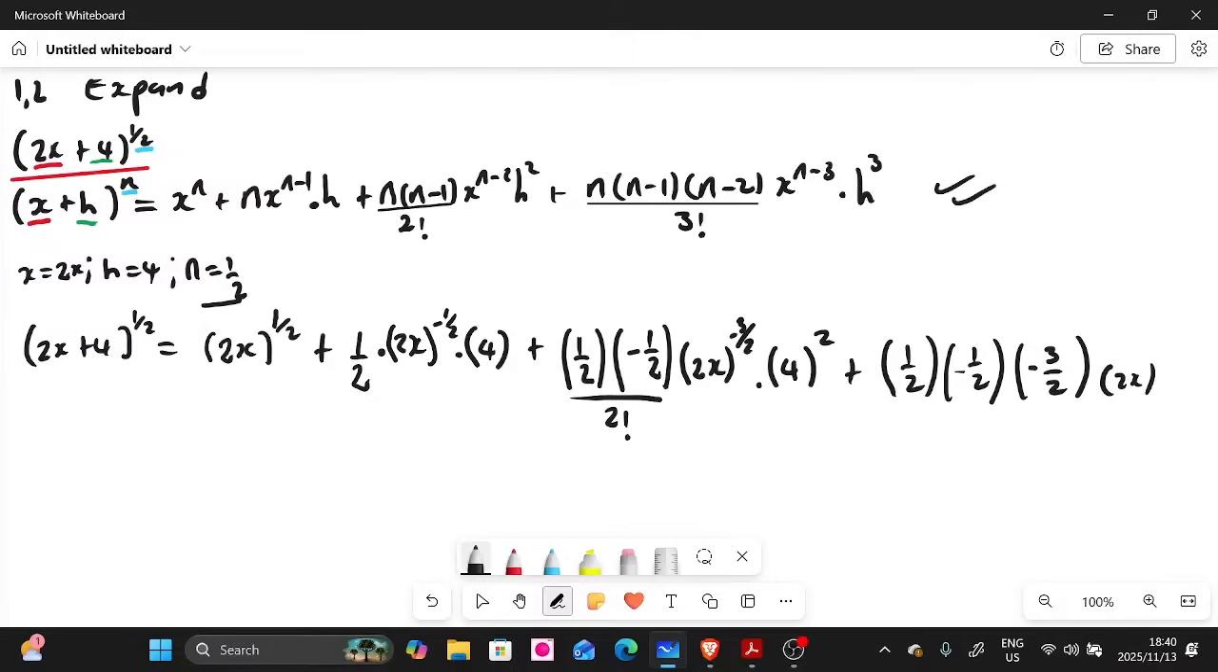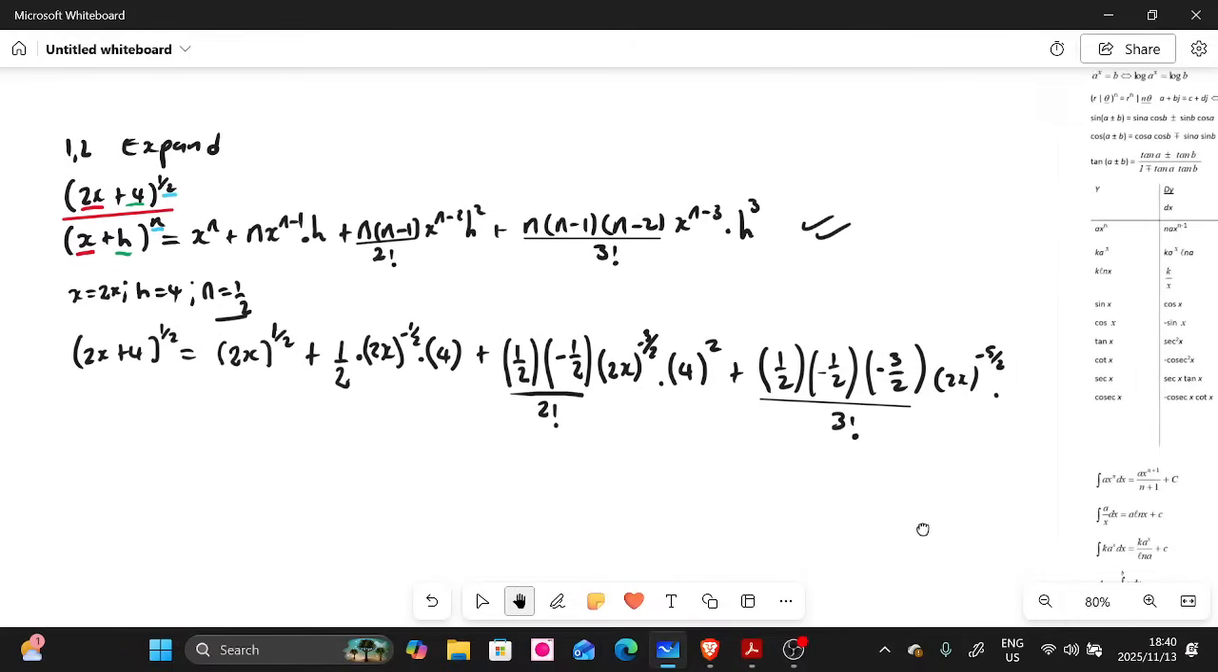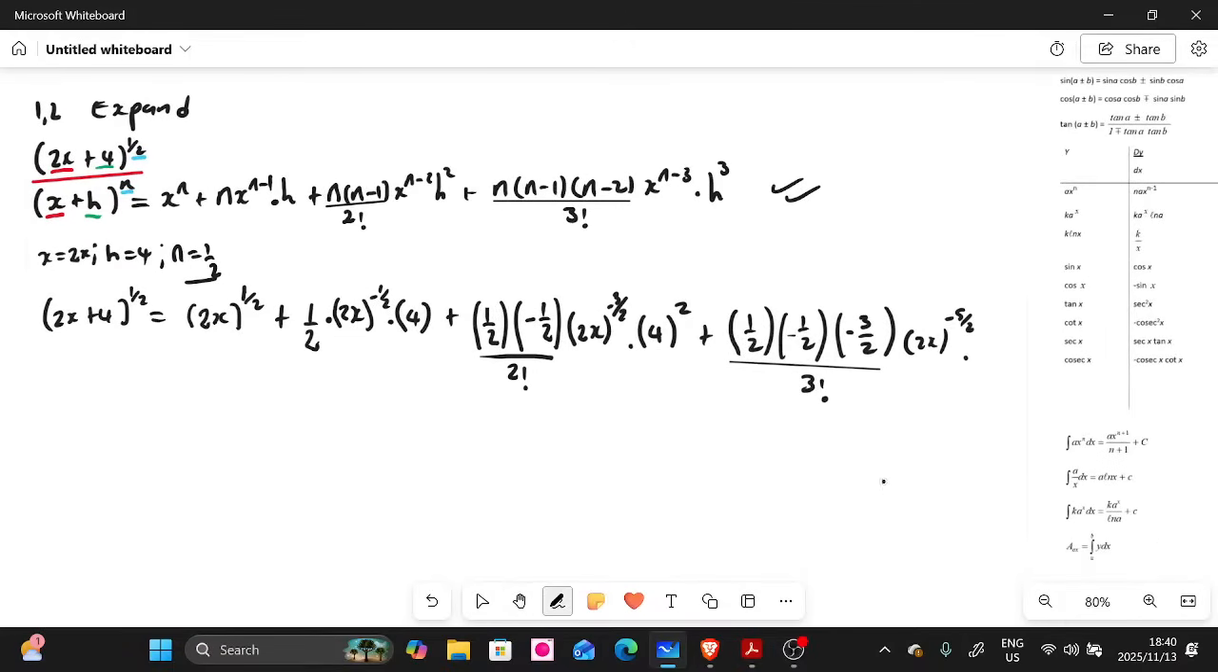But let's see, 0.5 minus 3. It's going to be, yes, negative 5 over 2. So this is going to be negative 5 over 2. All this is divided by the third factorial, right? And then let's not forget h. H is 4 to the power of 3 on our fourth term. Okay, let me zoom down, guys. We don't have enough space. Okay, there we go. So it's going to be 4 to the power of 3. Okay, let me remove this again.